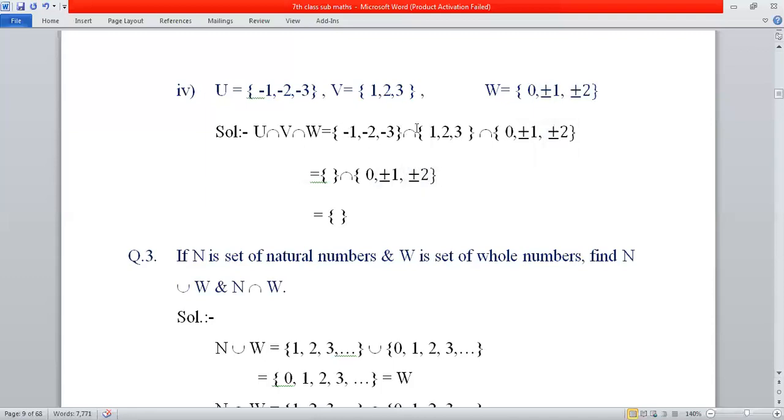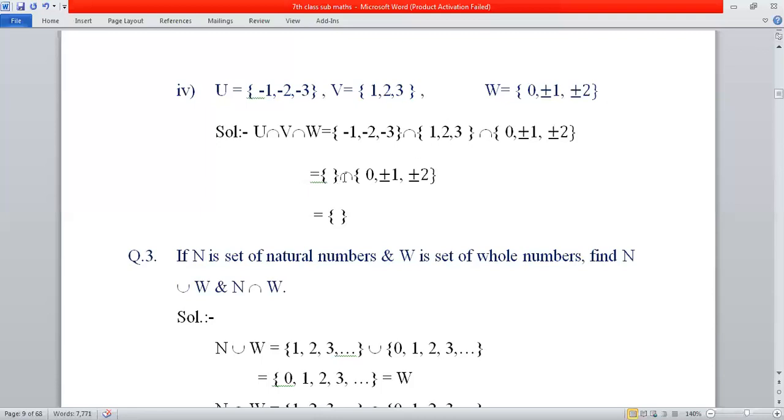So when we find the intersection between the first two sets, the first one is -1, -2, -3, intersection with 1, 2, 3. If we find the intersection between these two, you can check that in the first set negative values are given and in the second set positive values are given. So there is nothing common between these two sets. So what do we write? Empty set. We just put the empty braces. So this set's answer is the empty set. Nothing is common. You can say that the answer is the empty set or null set.